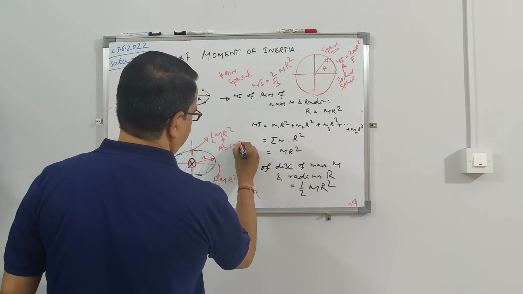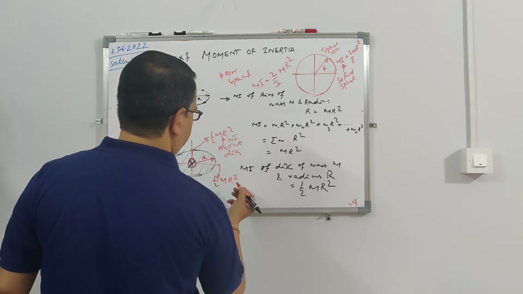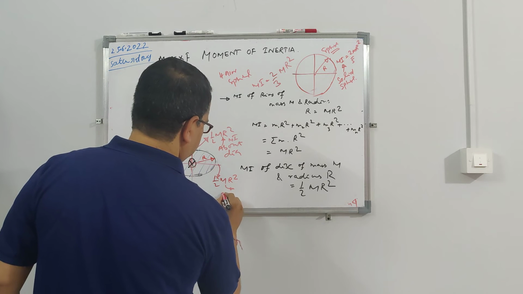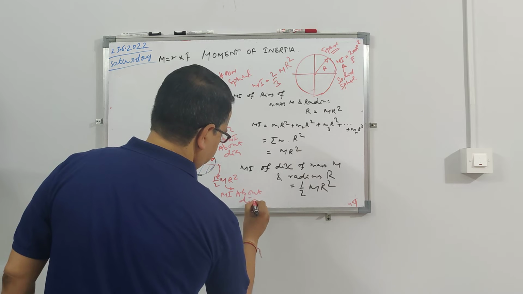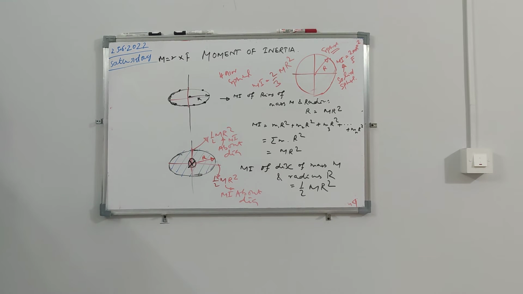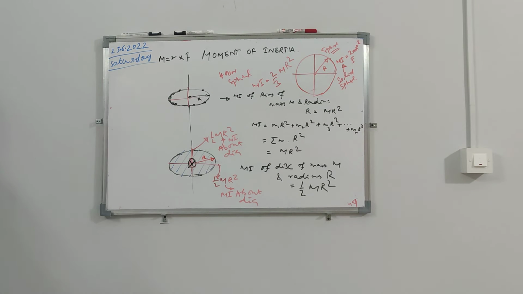MI about the diameter. Similarly, this is also MI about the diameter. But if it is about an axis perpendicular to both diameters, you will have to add them. That is called the perpendicular axis theorem. And these values you have to remember. These are also about the diameter.